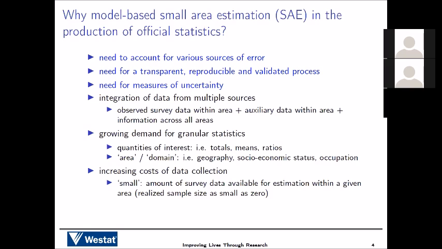So we can integrate observed survey data with auxiliary data and information. We can use information across all the areas in the sense of small area estimation. And also, it helps with the statistics. So, for example, quantities of interest such as totals, means, and ratios are of interest for very fine domains, and those areas or domains may be defined not just in terms of geography, but also in terms of socioeconomic status or occupation. And I will give a few examples in the next slide. And finally, it helps with the increasing cost of data collection.